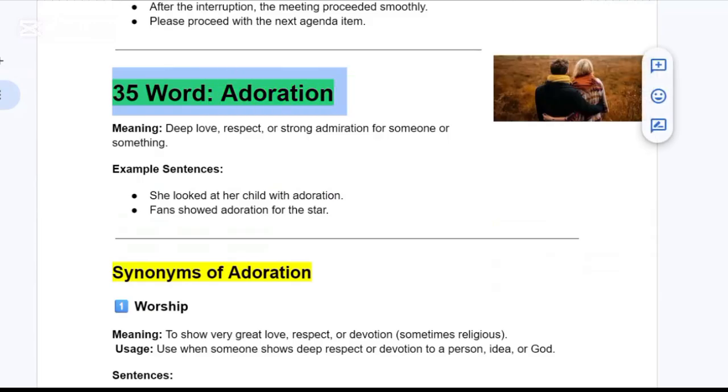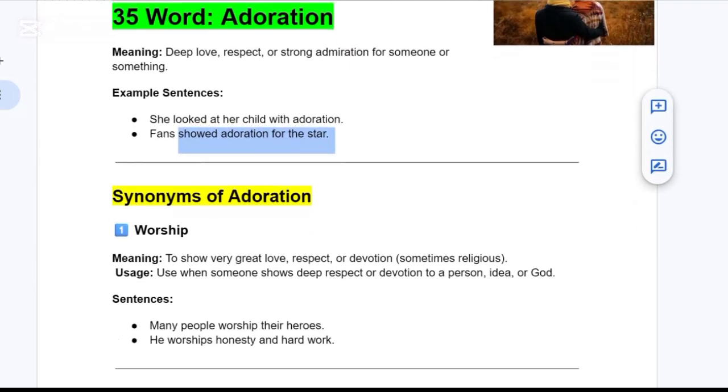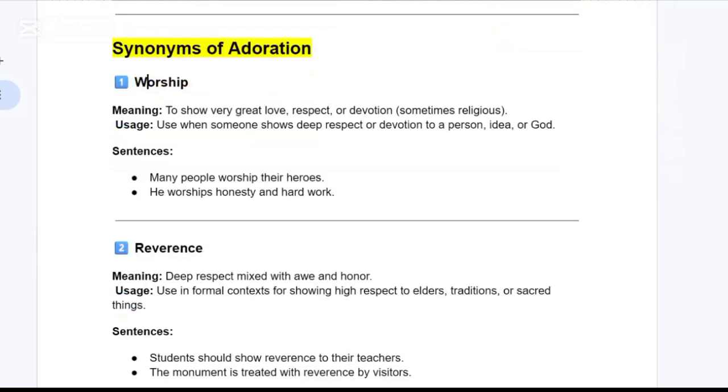Adoration is deep love, respect, or strong admiration for someone or something. She looked at her child with adoration. Fans showed adoration for the star. Synonym: worship. To show very great love, respect, or devotion, sometimes religious. Used when someone shows deep respect or devotion to a person, idea, or God.